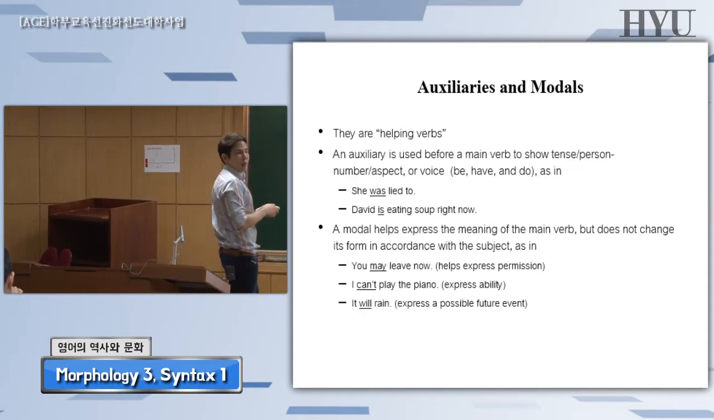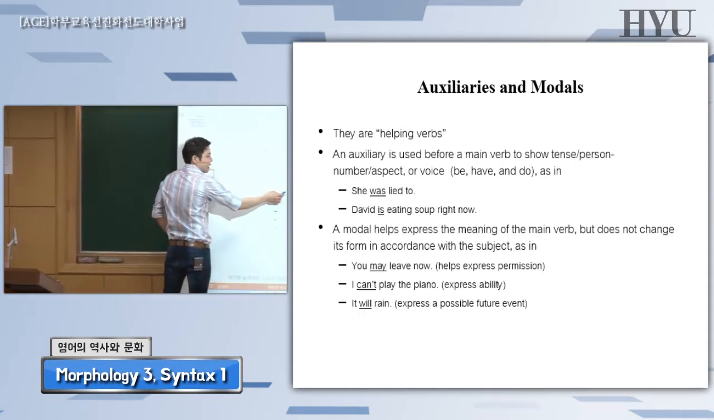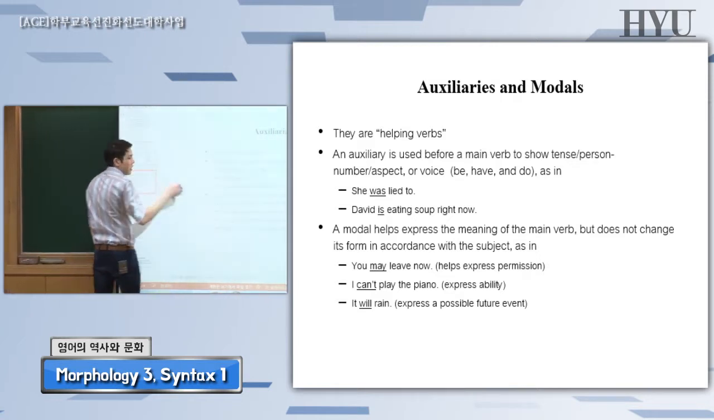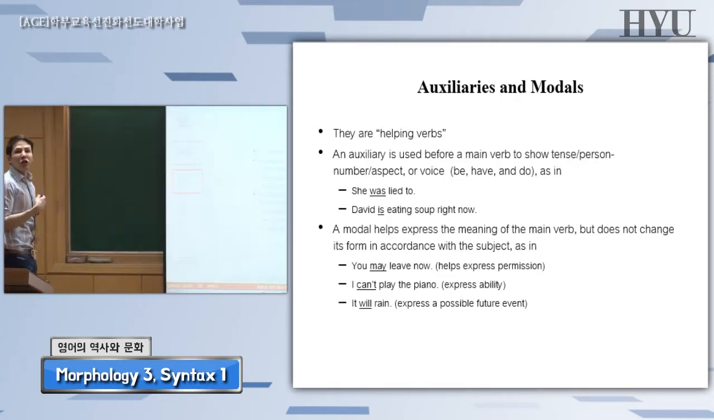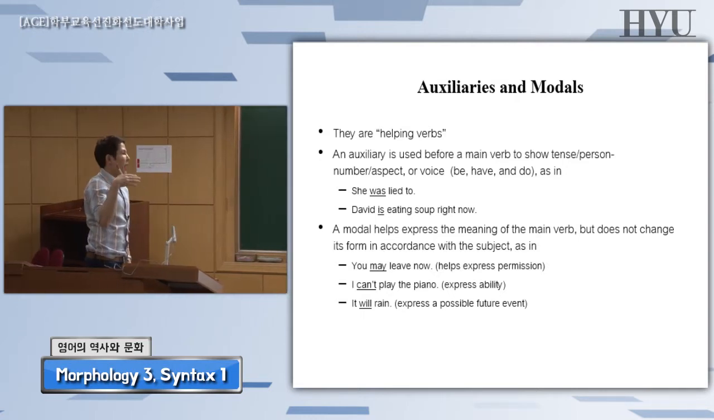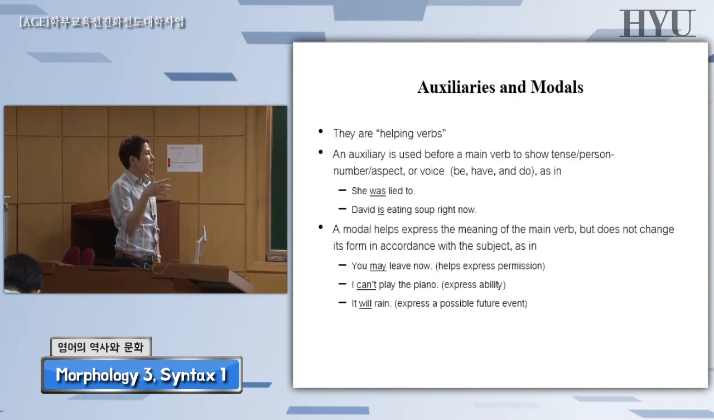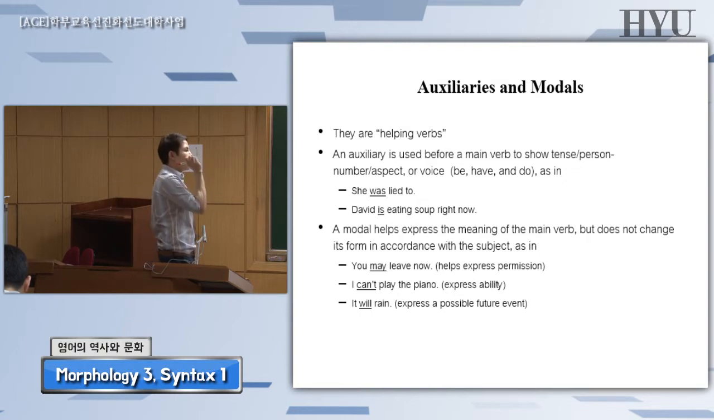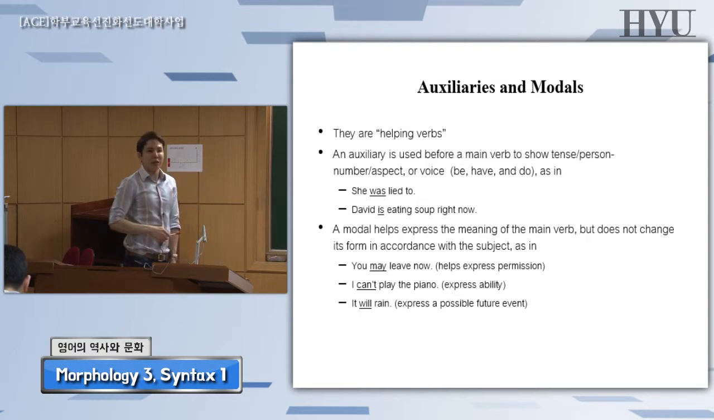"David is eating soup right now." Is here helps the main verb to indicate that the action is ongoing, is still going on. So we call them helping verbs, right? Because without them, we can still make grammatical sentences like "David eats soup." But with the help of is, we can indicate that the activity is ongoing.